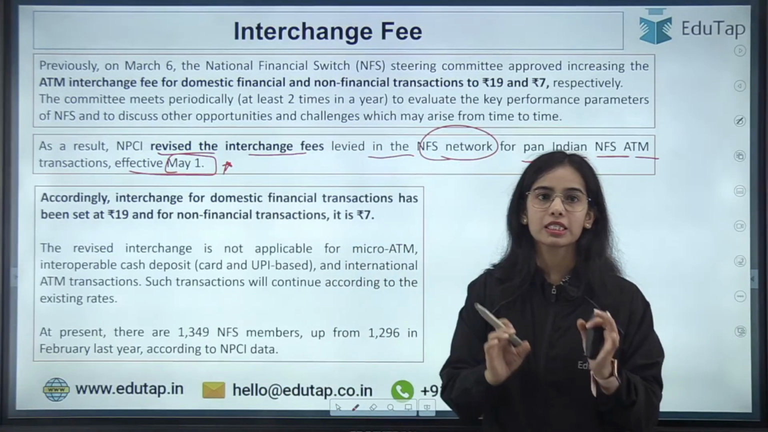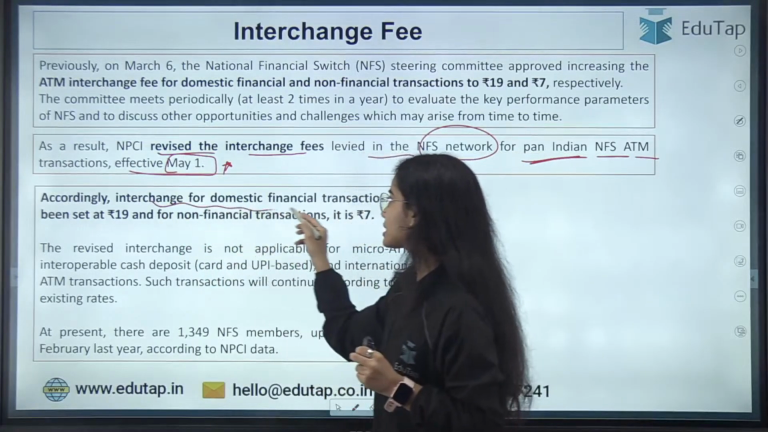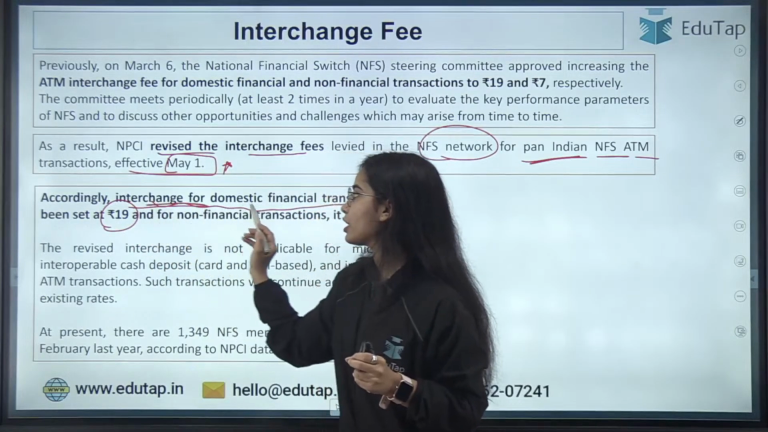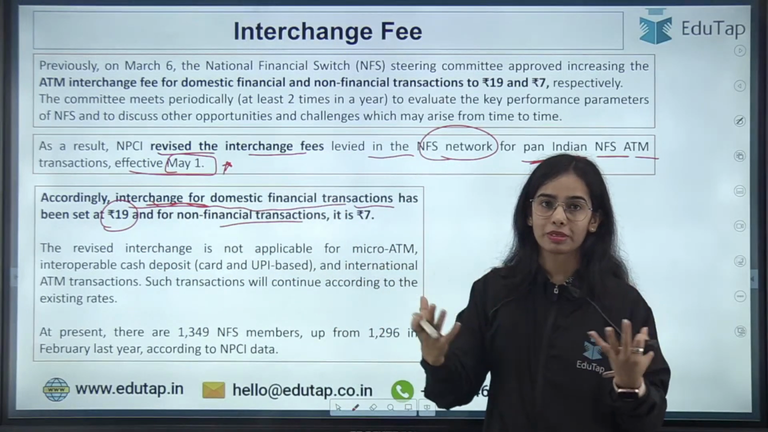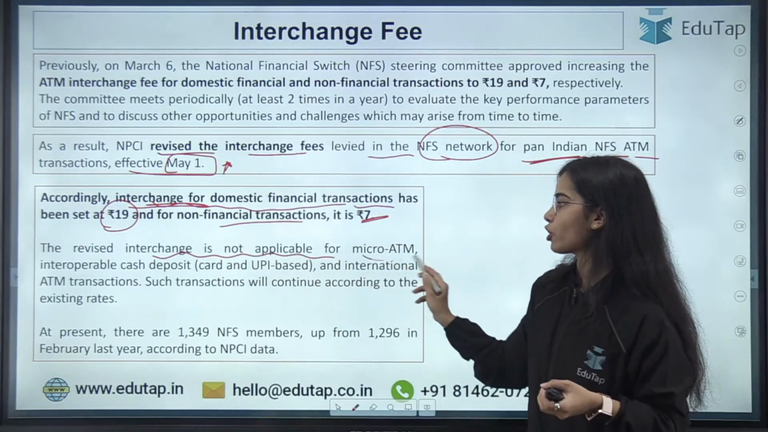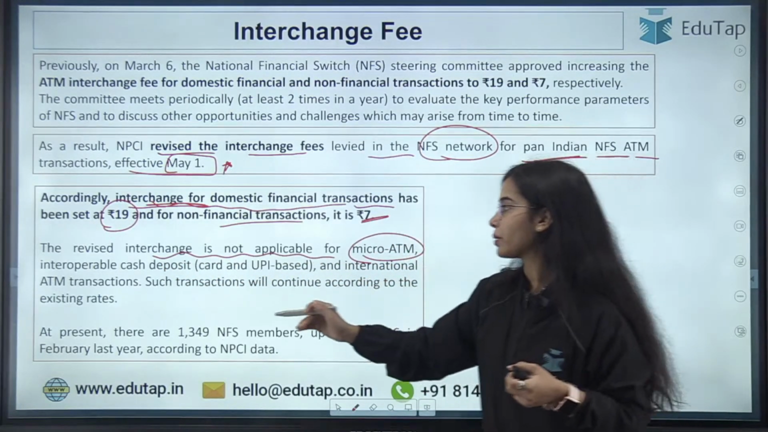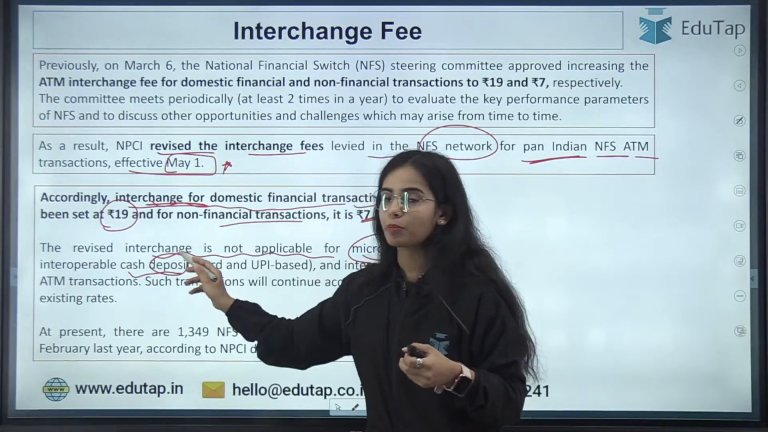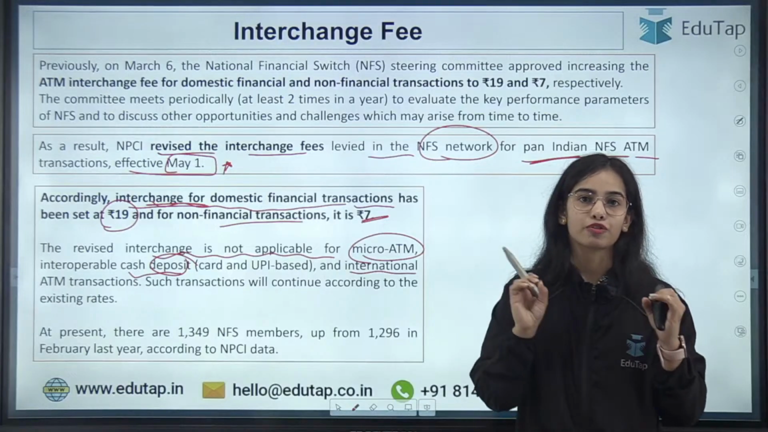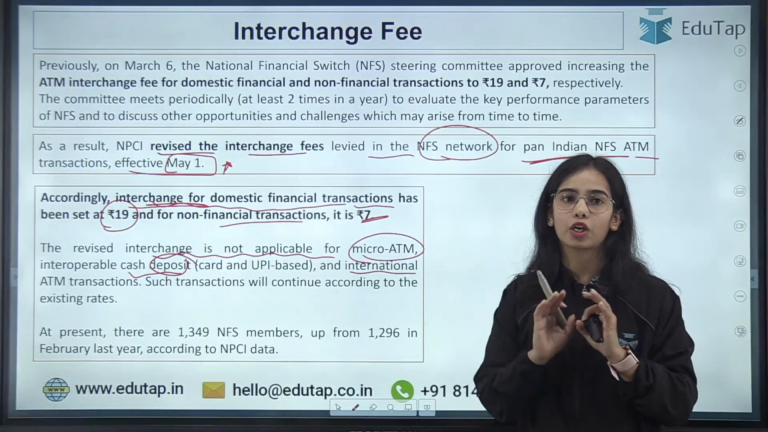So, accordingly, the interchange fee for domestic financial transactions has been set at ₹19, and the interchange fee for the non-financial transactions at the domestic level is ₹7. The revised interchange is not applicable for micro ATMs, interoperable cash deposits, because for the deposits these are not the limits, and international ATM transactions. For these also, these interchange fees are not applicable.